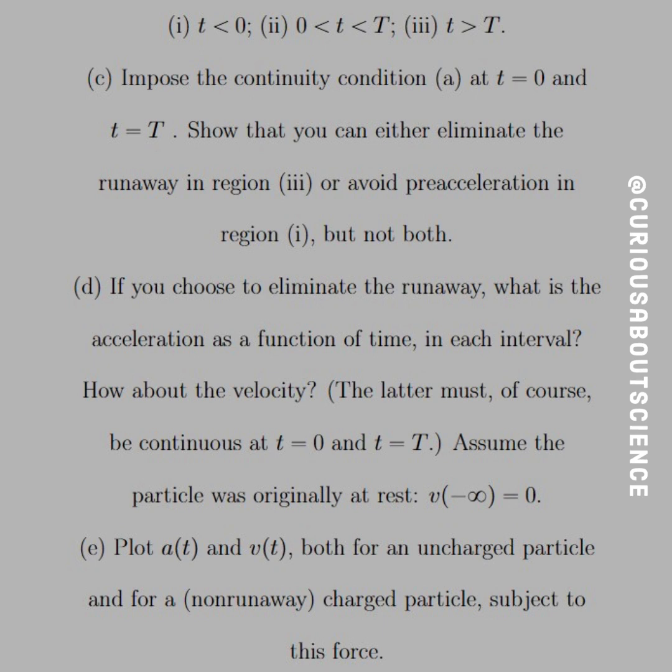C. Impose the continuity condition on a at t equals 0 and t equals big T. Show that you can either eliminate the runaway region, 3, or avoid the pre-acceleration region, 1, but not both. Here's where we get tricky. Part D. If you choose to eliminate the runaway, what is the acceleration as a function of time in each interval? How about velocity? The latter must, of course, be continuous at t equals 0 and t equals big T.